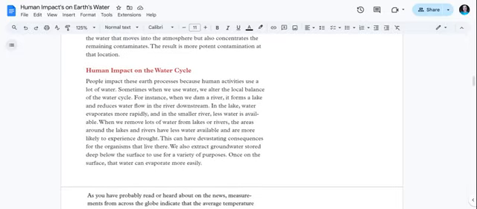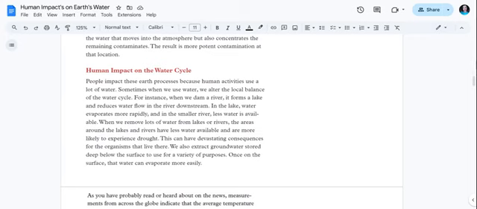Human impact on the water cycle. People impact these earth processes because human activities use a lot of water. Sometimes when we use water, we alter the local balance of the water cycle. For instance, when we dam a river, it forms a lake and reduces water flow in the river downstream. In the lake, water evaporates more rapidly, and in the smaller river, less water is available.